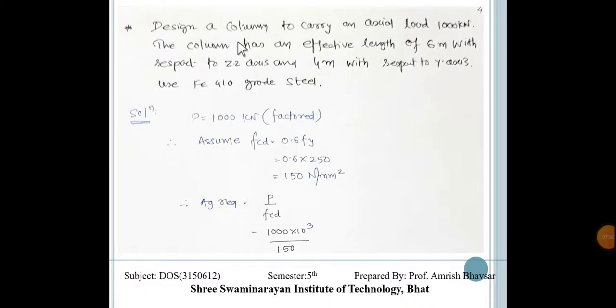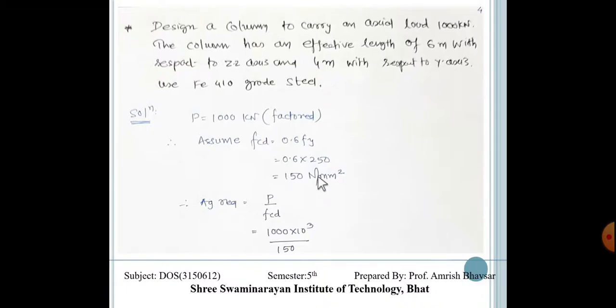Now another case, what they have given over here: design a column to carry an axial load of 1000 kilonewton. The column has an effective length of 6 meter with respect to ZZ and 4 meter with respect to the y axis. Here we have effective lengths in both directions different, and that depends on our connection. Here Fe is 410.